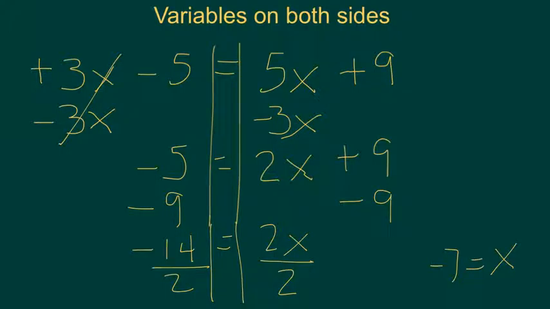Does it matter that x is on this side of the equal sign instead of this one? No. That is still our solution. X is equal to -7.